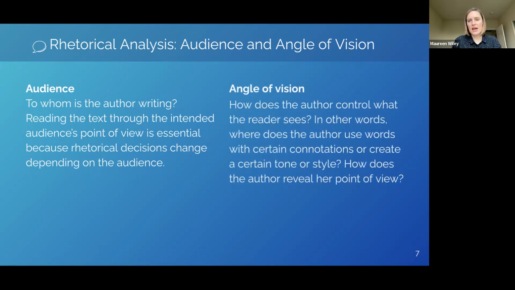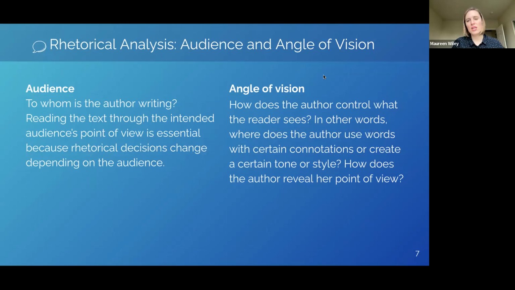The angle of vision is how does the author control what the reader sees? So every author is making choices consciously or subconsciously about what information they share with the reader. So in other words, where does the author use words with certain connotations or create a certain tone or style? And how does the author reveal her point of view? So one of the things that I think is really useful for students is to recognize that a lot of times we can project onto the author of what we're reading. We project a lot of things. We make a lot of assumptions.